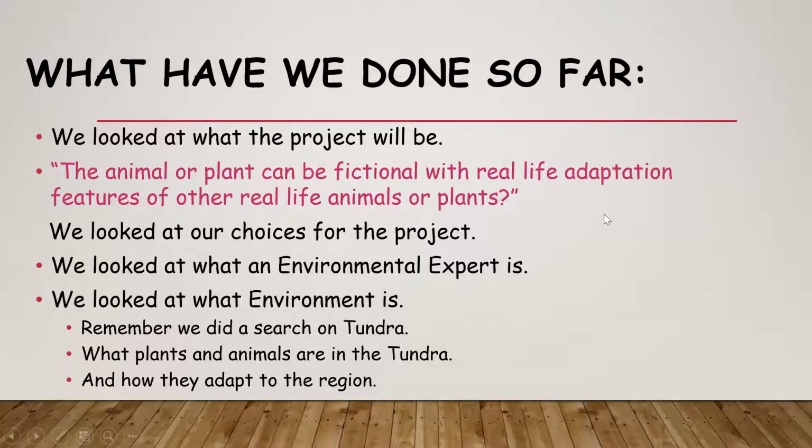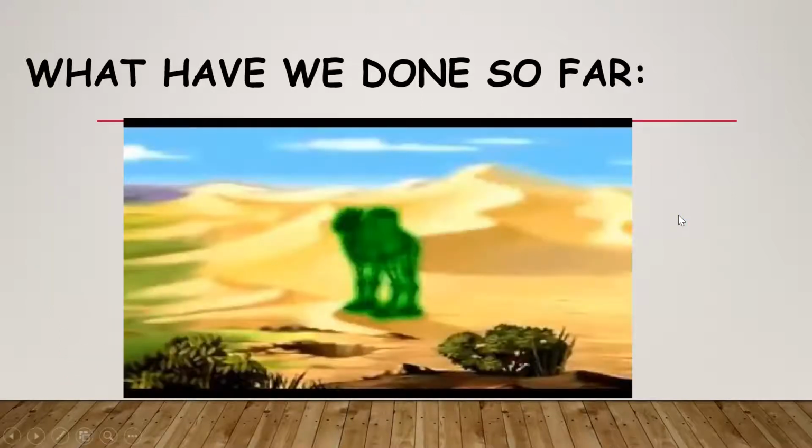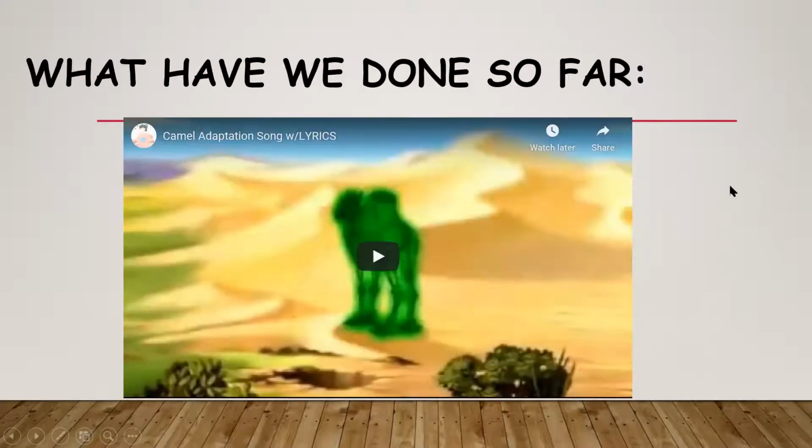And we talked about what plants and animals live in the tundra and how they adapt to the region. So if I was going to create something, a plant or an animal to live in the tundra, I would have to know about the environment and how cold does it get? How long is it warm? Why is that important for survival, whether I'm a plant or an animal? So just a little bit of review on adaptation.